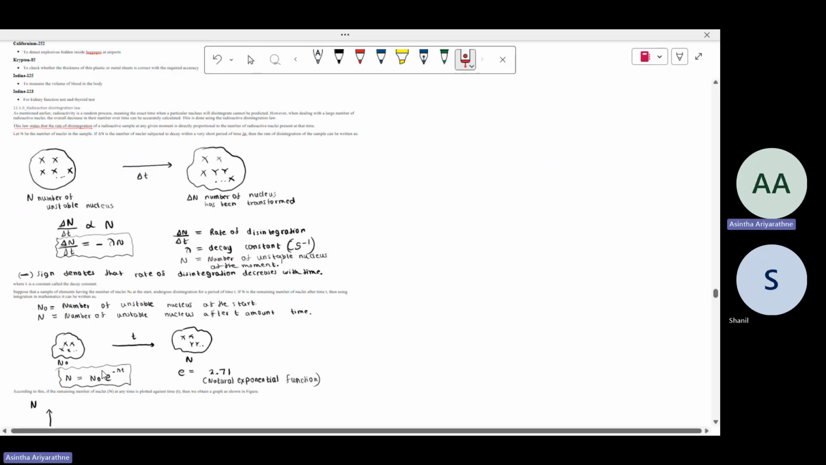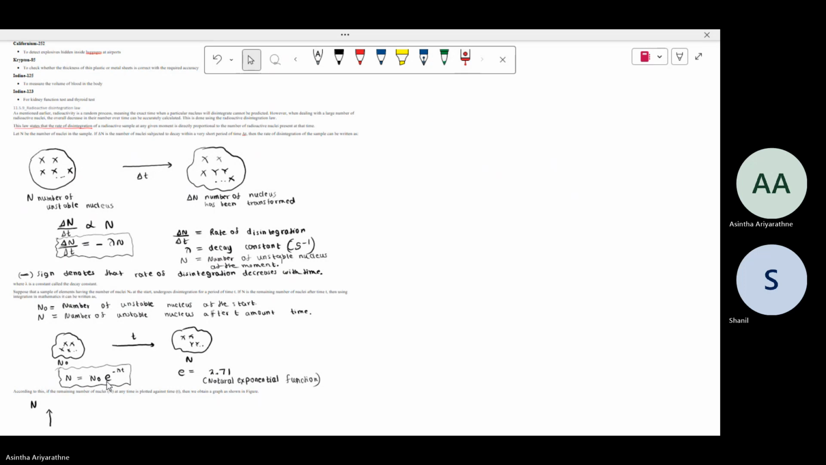In the second equation, n is the number of unstable nucleus present at that moment. So do you understand? Yes. Okay.